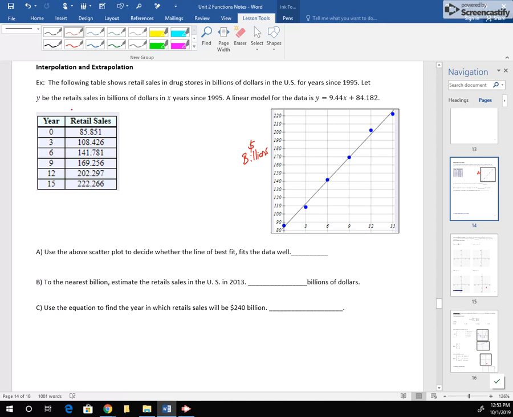Now, the tricky part here, the X's are years 0 to 15, but what's this 1995 thing? It doesn't match up. But this is what we call a zero reference. They're saying, all right, 1995, just let that be 0. That's the start of where this graph is. And then from there, as the X goes up, so does the actual year.